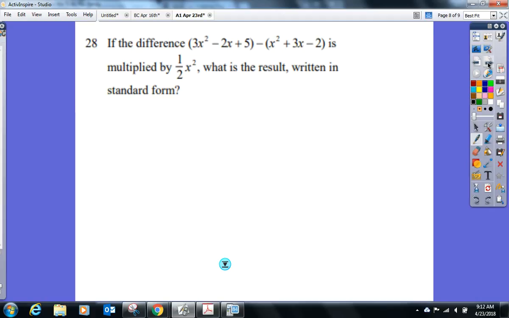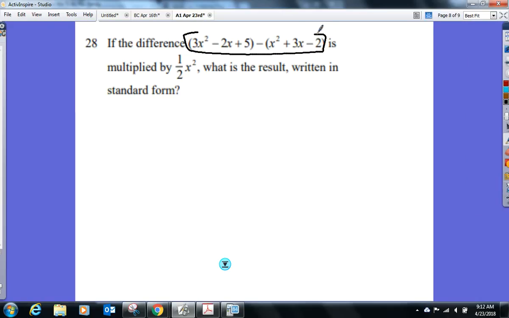The difference of those two multiplied by 1/2 x squared, what's the result written in standard form? I know you're able to do this because you did it with me. All right. First, we got to find the difference between these here. So let's focus on this. Does anybody remember the rule? This is the very first thing I did with you guys when you subtract. There's something I have to do before I start combining like terms, specifically when you subtract. Yes, Emma? You change all the values in the second one opposite. You change the signs in the second polynomial.